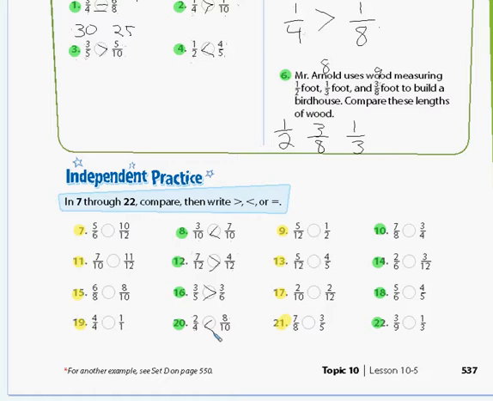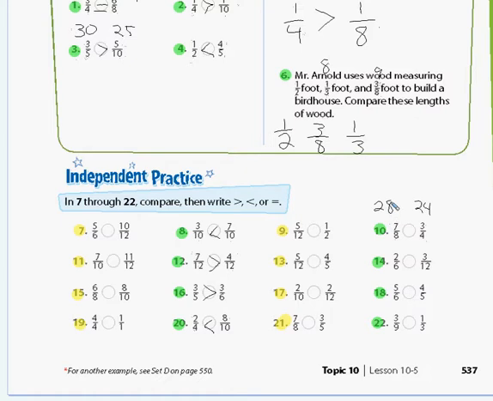Problem number 10. We're going to talk about 2 different things on this one. You can cross multiply. If we cross multiply, 8 times 3 is 24, and 4 times 7 is 28. So that makes 7/8 larger.